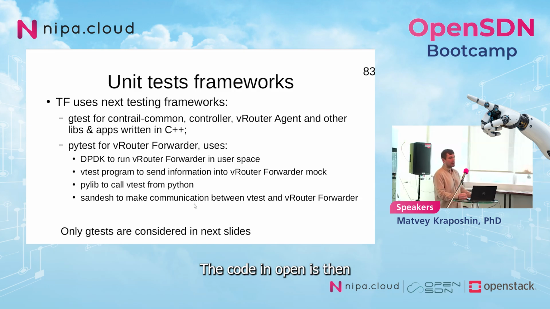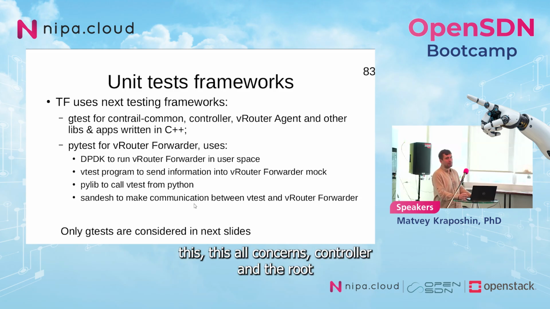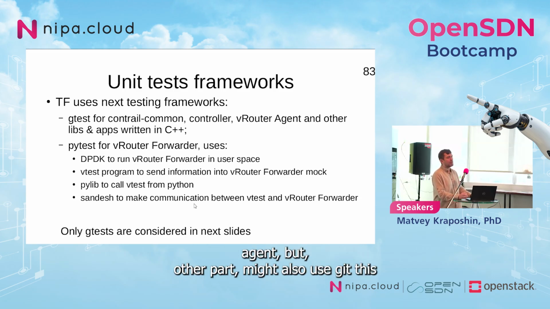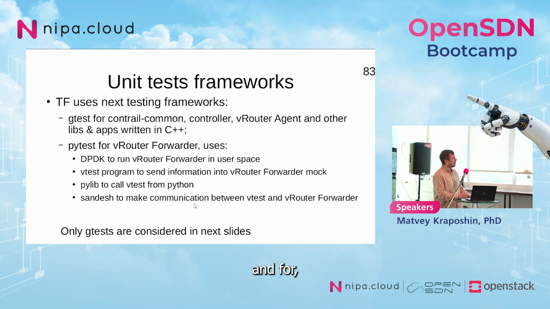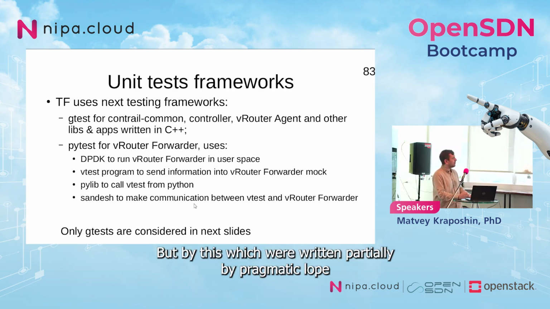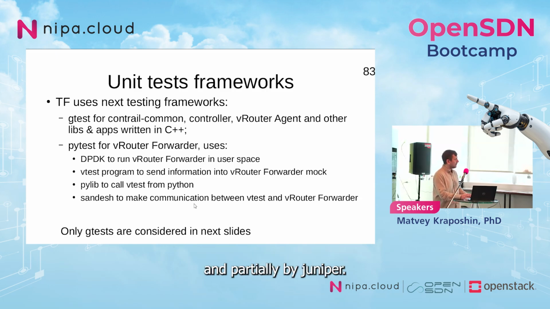The code in OpenSDN is tested mainly using gtests. First of all, this all concerns controller and vRouter agent, but other parts might also use gtest. And for vRouter forwarder, there are self-written PyTests, which were written partially by Pragmatic Lab and partially by Juniper.